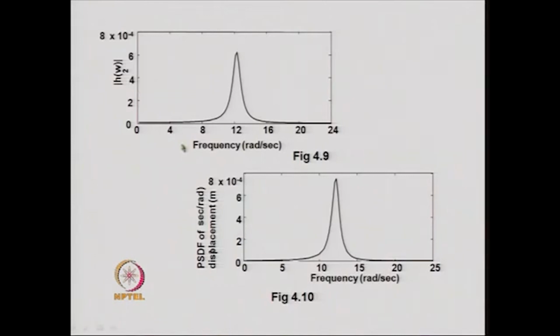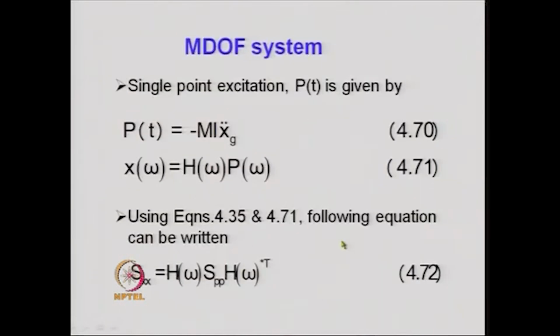In this equation, the frequency response square, h omega absolute square, is plotted against frequency, and the multiplication of these two gives you the power spectral density function of the response, which is again plotted over here against frequency. So, this becomes the response of the system to the excitation. So, I think I stop at this.